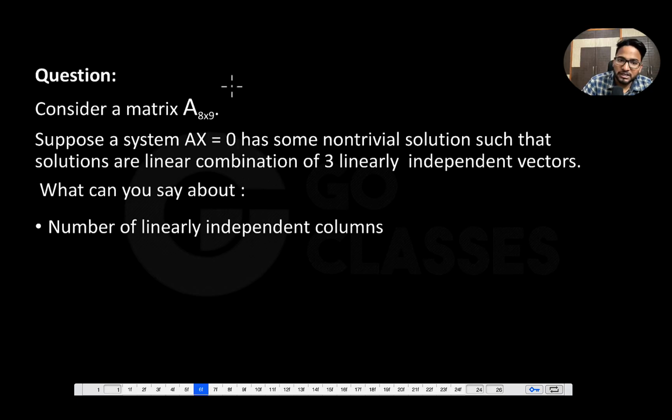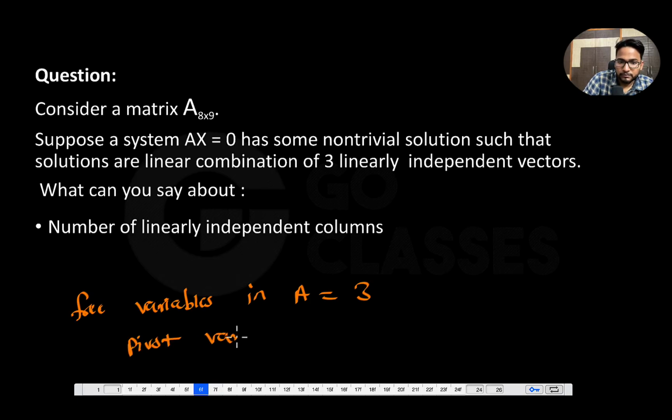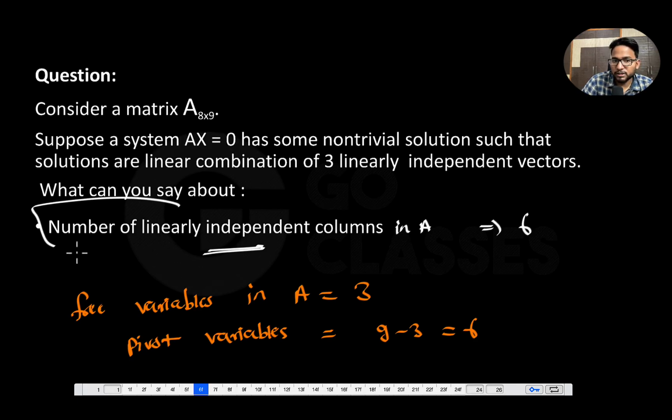Now let's see this question. They are saying, consider a matrix A which has 8 into 9 dimension. Suppose a system Ax equal to 0 has a non-trivial solution such that the solutions are a linear combination of 3 linearly independent vectors. It means the free variables in A equal 3. So the pivot variables will be 9 minus 3 equal to 6, which means these are the linearly independent columns in A, right? So this is 6. That's a very easy question, but if you understand that, then you can easily solve it.